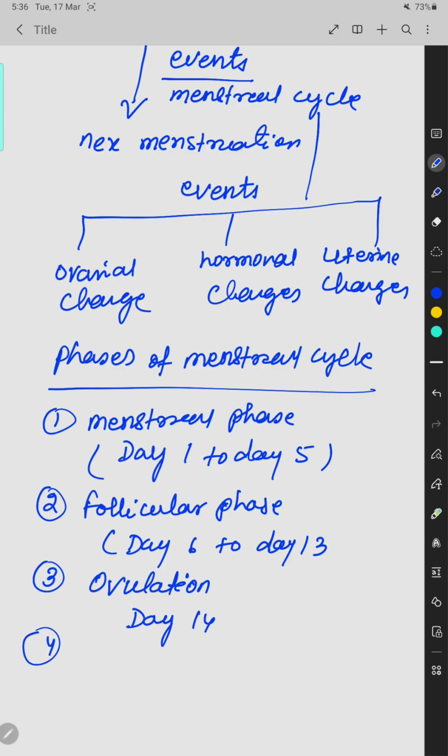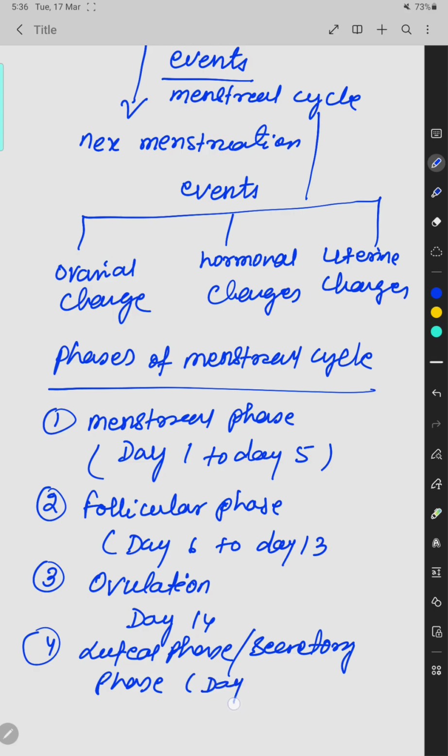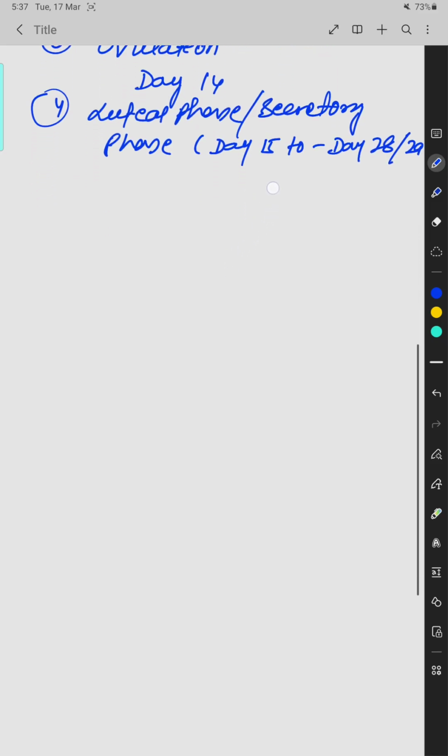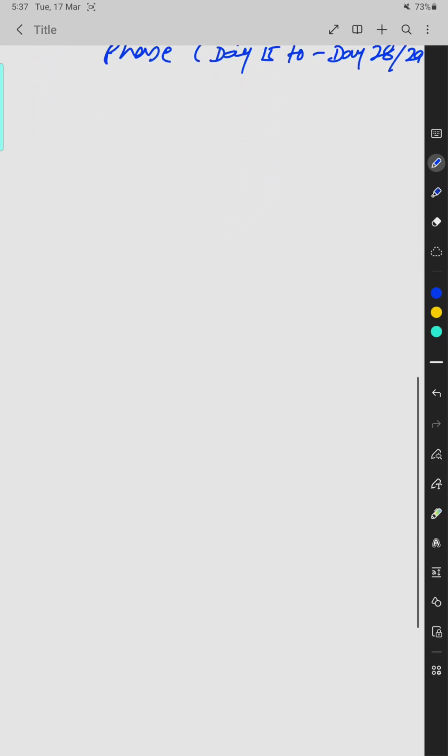Then the third phase is the luteal phase, or secretory phase. It is from day 15 to day 28 or 29. So these are the different phases of a menstrual cycle. Now I will tell you the different changes that take place during different phases. Let us first discuss the ovarian changes.